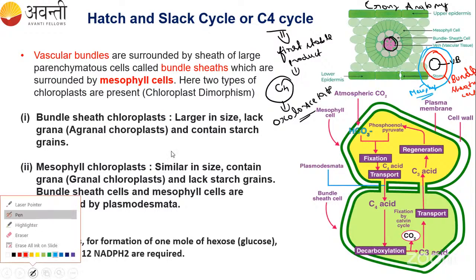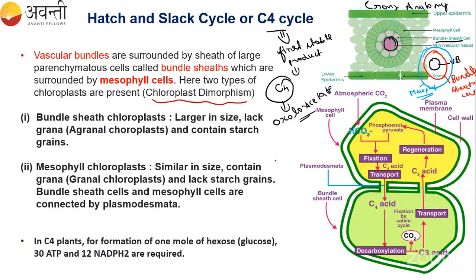And here one thing is there, guys. In the C4 plant, chloroplast dimorphism is there. What do you mean by chloroplast dimorphism? Chloroplasts are different in structure. In the bundle sheath cell, they have large chloroplasts that do not have grana. So that's why the light reaction does not take place in the bundle sheath. Only in the bundle sheath is the Rubisco enzyme present. The dark reaction takes place only in the bundle sheath cell.